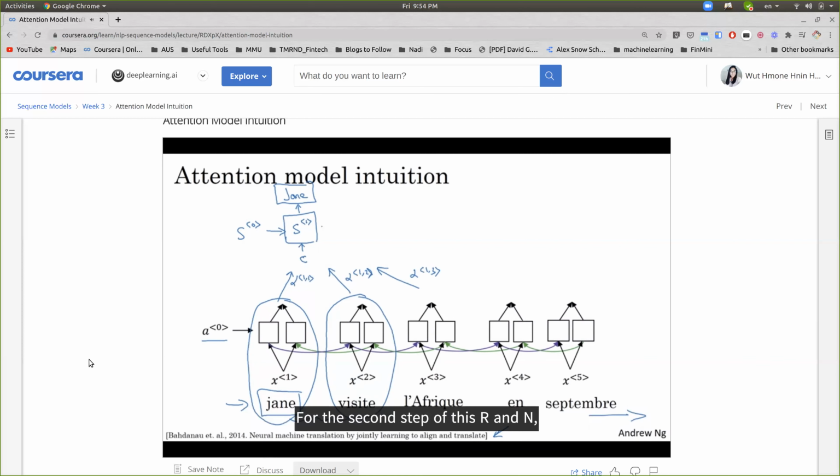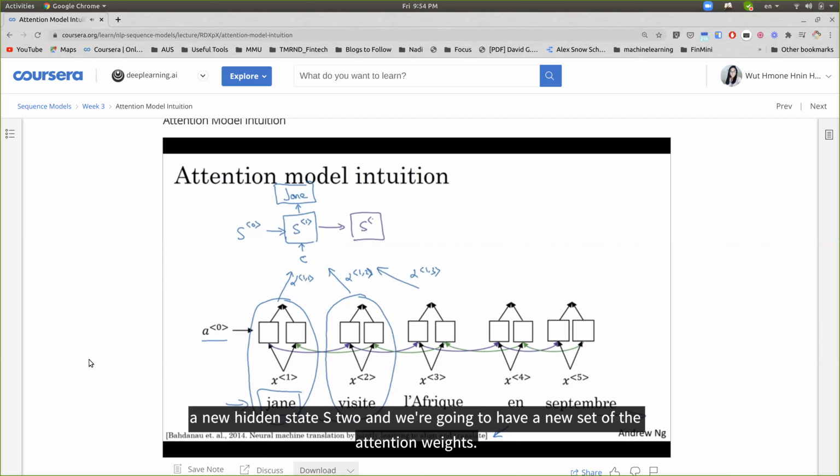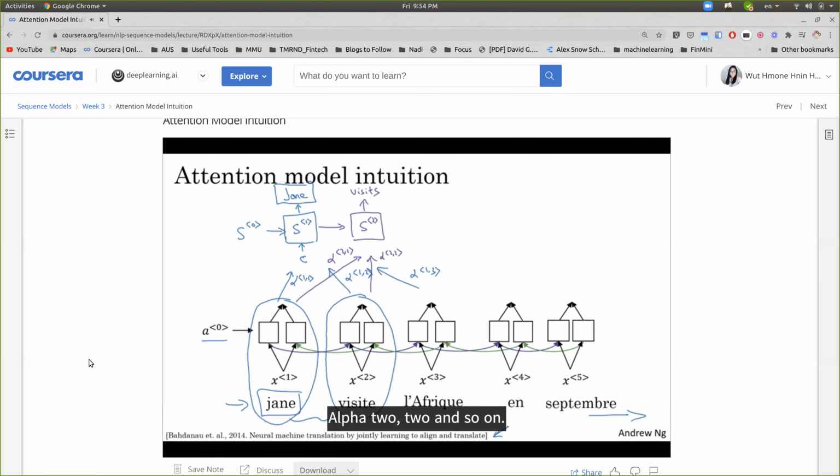For the second step of this RNN, we're going to have a new hidden state S2, and we're going to have a new set of attention weights. So we're going to have alpha 2,1 to tell us when we're generating the second word, I guess this would be visits, maybe, how much should we pay attention to the first word in the French sentence? And also alpha 2,2, and so on. How much should we pay attention to the word visite? How much should we pay attention to the word d'Afrique, and so on?